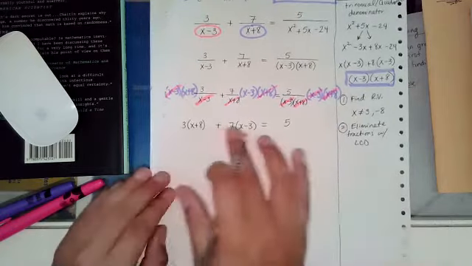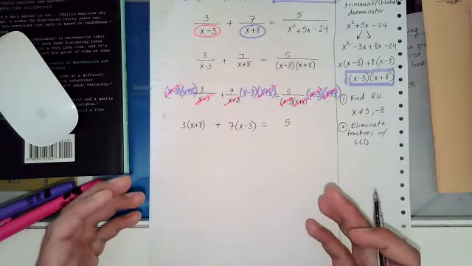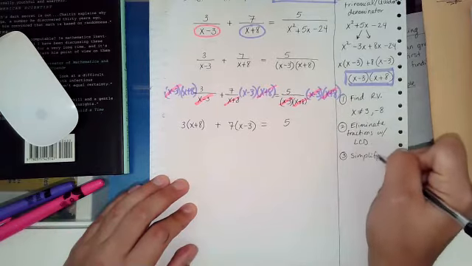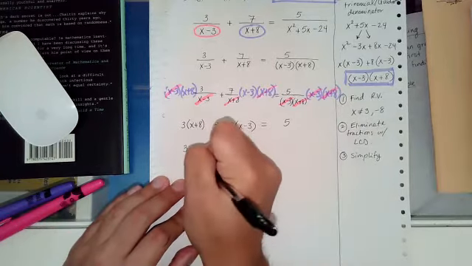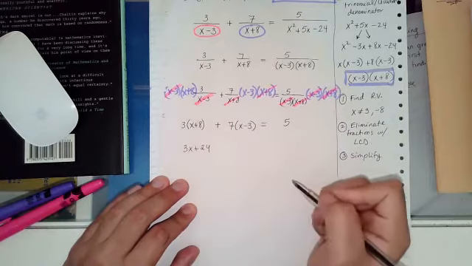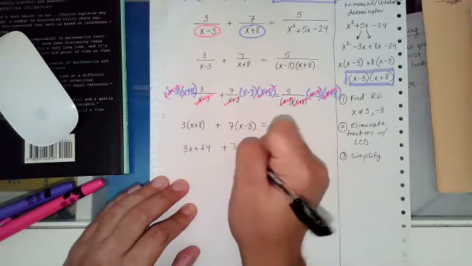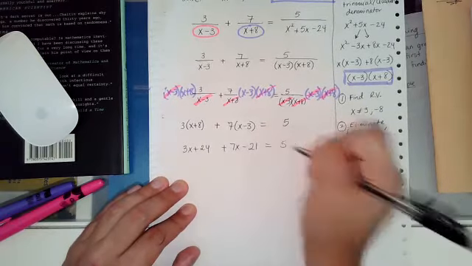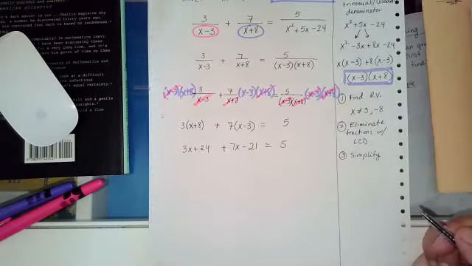So now we can distribute out and simplify this problem. So that would be step 3 is to simplify. So we should get 3x plus 24 here, plus 7x minus 21 there. And that's equal to 5. Check my multiplication on that, make sure that's correct, because clearly I've been known to make mistakes.